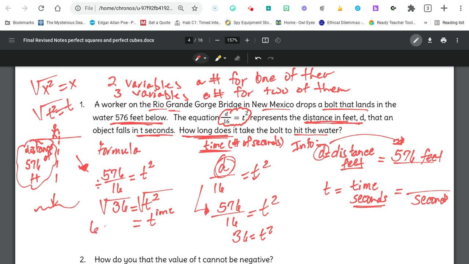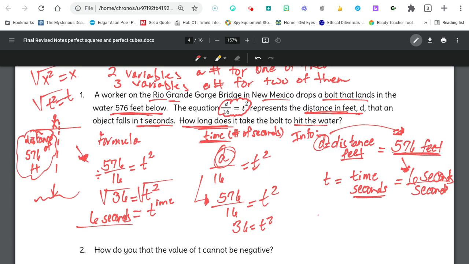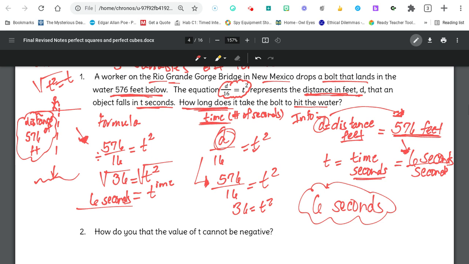So the square root of 36 is 6. I'm going to put the units on it. 6 what? 6 seconds, okay? So I'm going to go over here and put 6 seconds. So if I drop a boat off a bridge from a distance of 576 feet, it's going to take 6 seconds before that boat hits the water. All right, if you didn't understand some part of that, just pause the video and call me over. I'll come over and explain it myself.